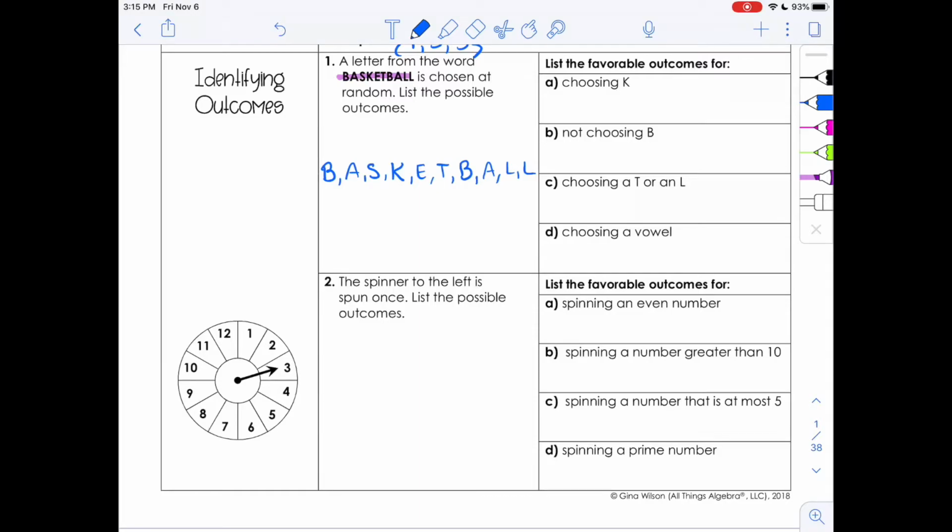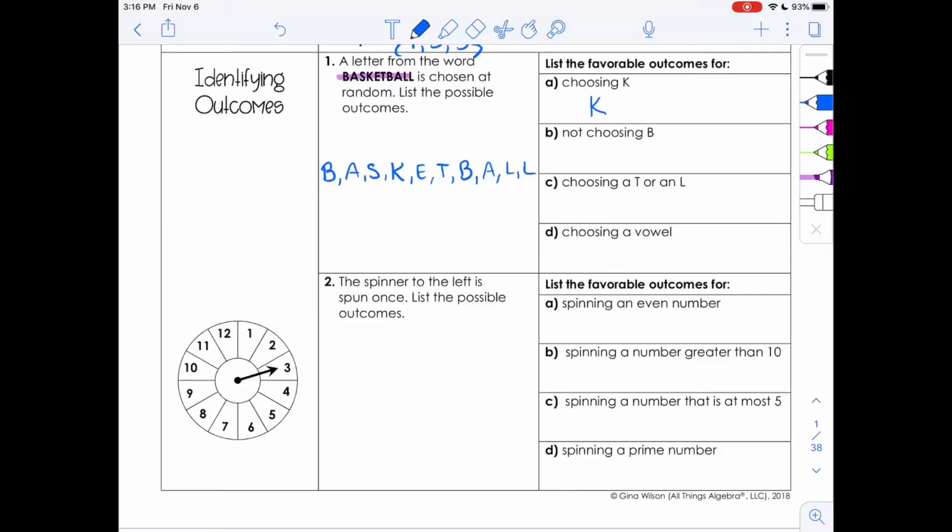If we look at a little bit more in depth, a favorable outcome. So remember, a favorable outcome are all of the possible outcomes from an event. So if we're a little bit more specific, so not just choosing any letter, what would be our outcome of choosing the letter K? Well, it would just be K, because that's what we're choosing.